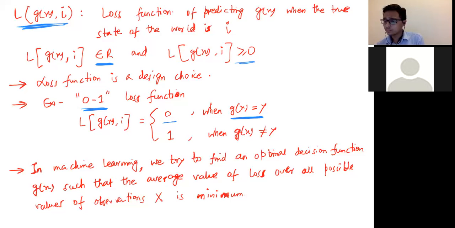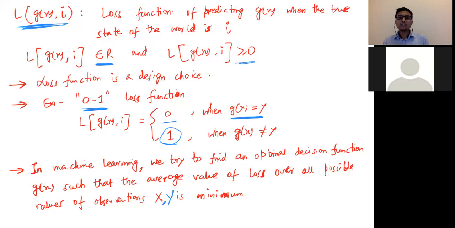And when the prediction does not match the true state of the world, then you assign it the value of 1. Okay, and so once we have defined the loss function, in machine learning or in statistical learning, the idea is to find an optimal decision function g of x such that the average value of the loss over all possible values of x and y is minimized.